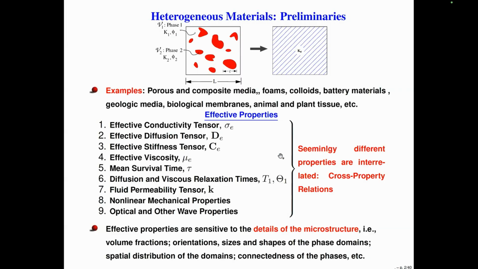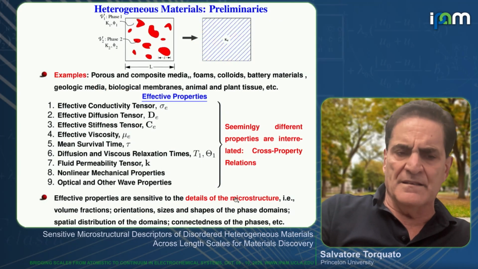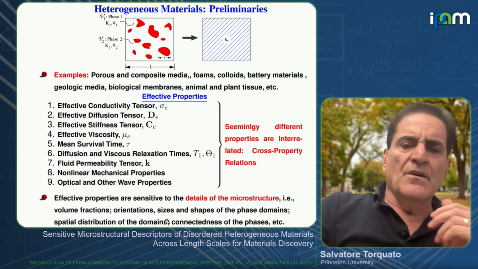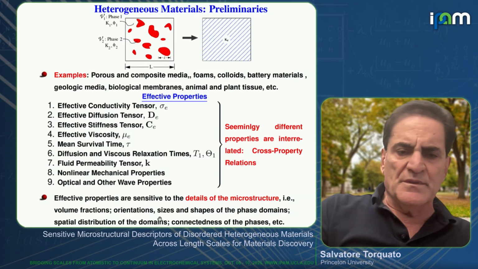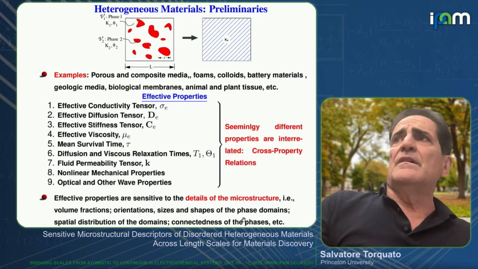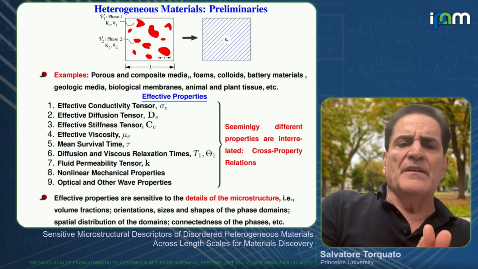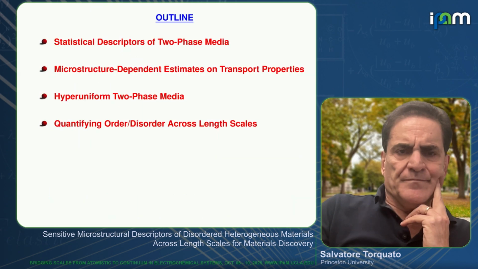Now, why is this the case? It's the case because all of the effective properties are sensitive to the details of the microstructure. And by that I mean volume fractions, orientation, sizes and shapes of the phase domains, spatial distribution of the domains, connectedness of the phases. And these all are mathematically described by various correlation functions that I'm going to touch on.